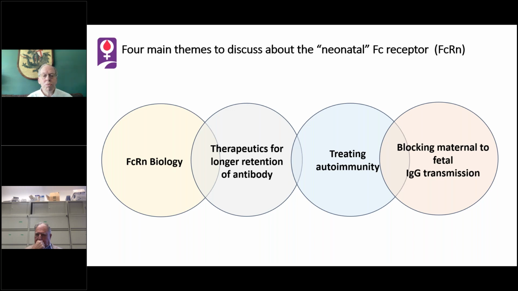So we're going to move through the talk. Those polling questions will come back at the end. I would like to review FcRn biology, therapeutics that allow one to have longer retention of antibody or of other molecules in circulation, treatment of autoimmunity, and then briefly at the end, blocking maternal to fetal IgG transmission.